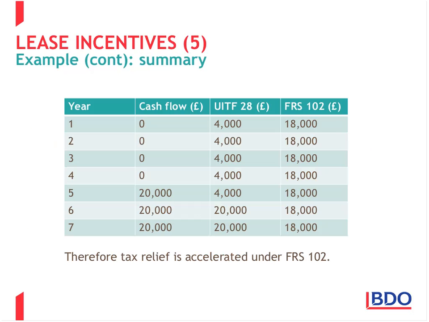As tax follows accounts, you can see from this table that under FRS 102 there is an accelerated tax benefit. In year one, for example, you're paying no rent. Under old UK GAAP, you would have had a tax deduction of £4,000, but under FRS 102, that tax deduction increases to £18,000. There is no overall increase in tax relief over the period of the lease, but the relief is accelerated to earlier accounting periods.